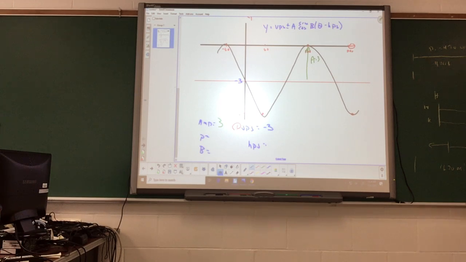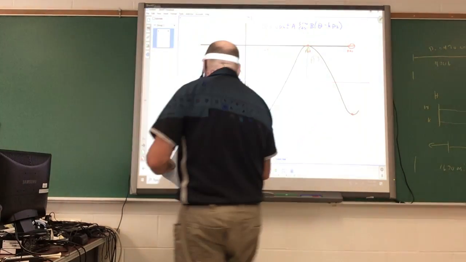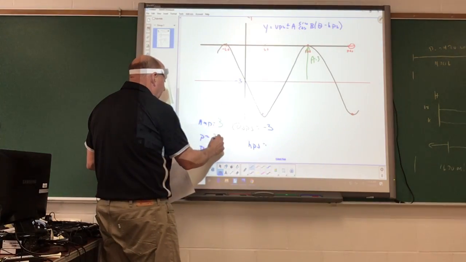If I look at my two peaks, I got -60 and I got 180 degrees. What's the number of degrees between those two values? Mason? 240. So the period is 240.